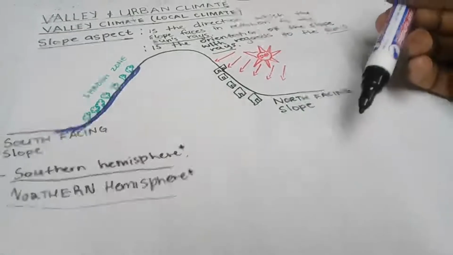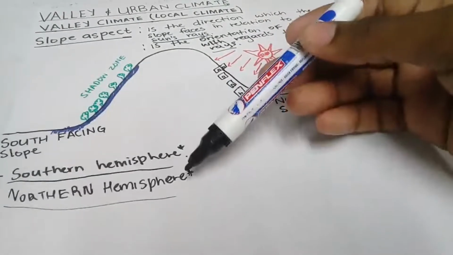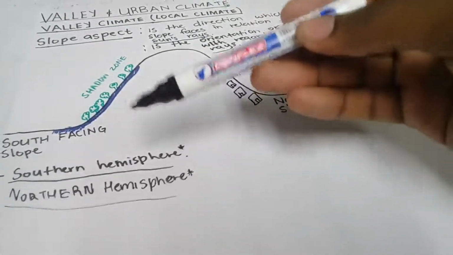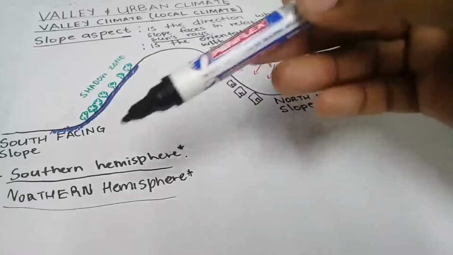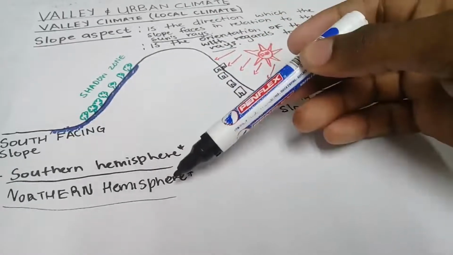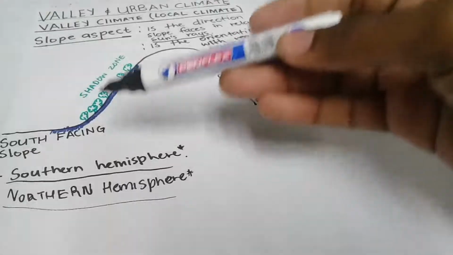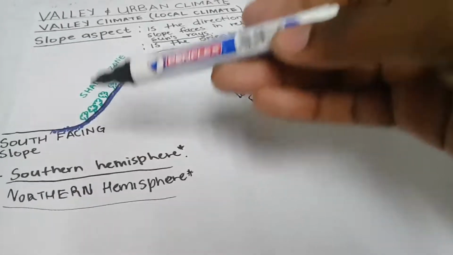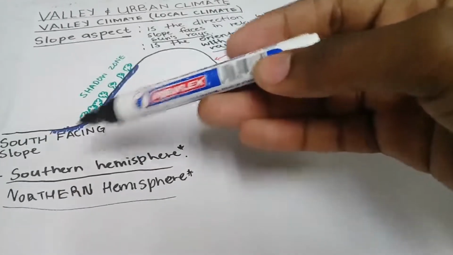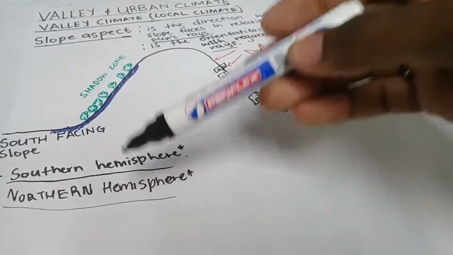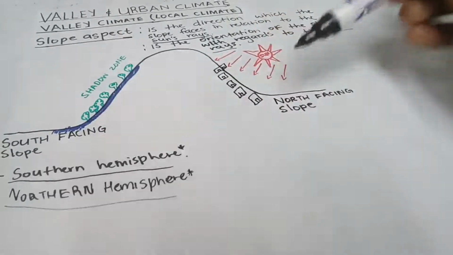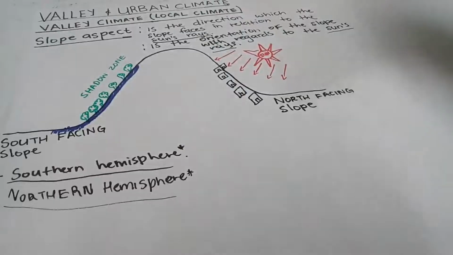Let me repeat it. In northern hemisphere, it's a vice versa. It's an opposite of southern hemisphere. And then in northern hemisphere, the south facing slope is going to receive more sunlight. Then also in northern hemisphere, the north facing slope is going to be a shadow zone.